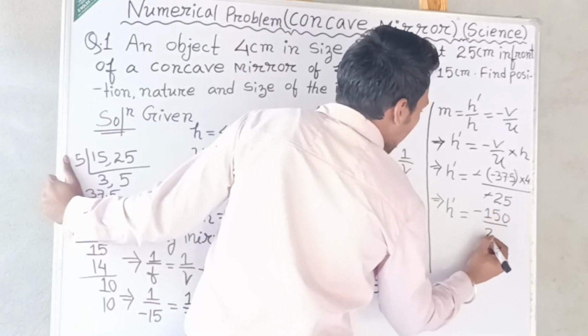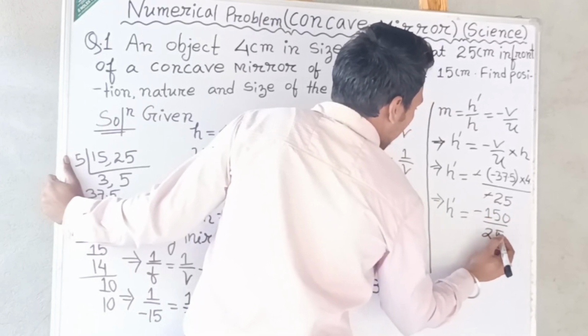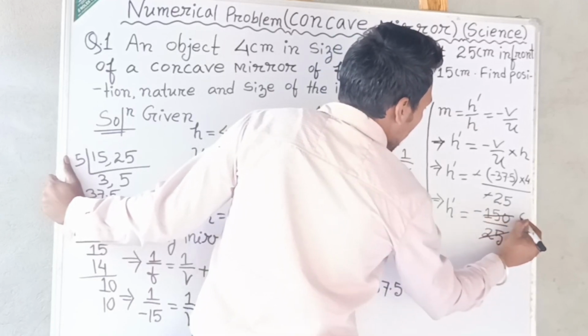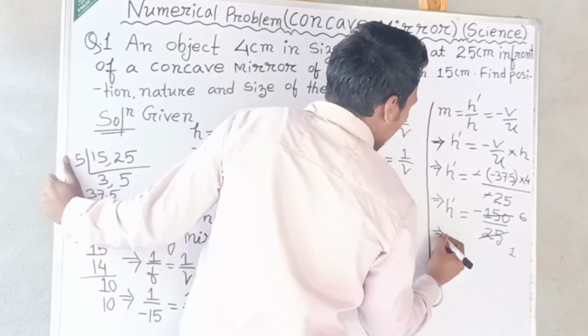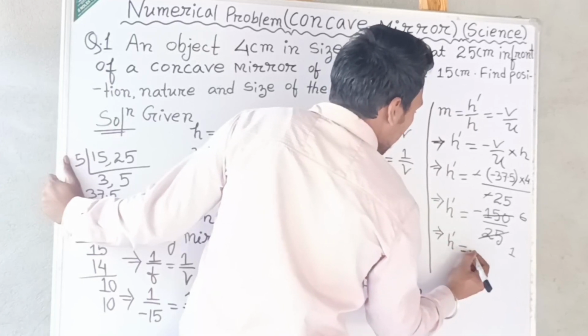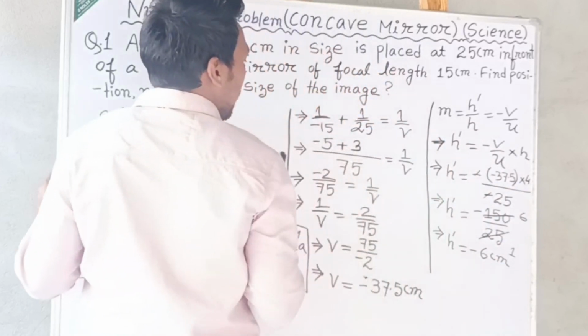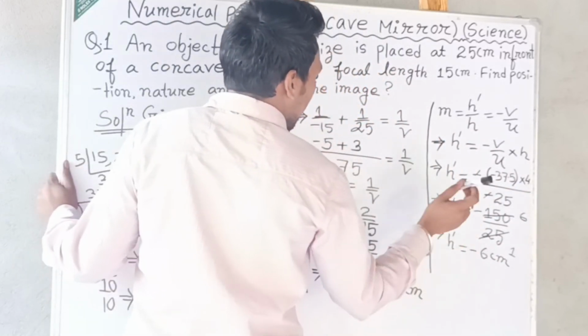150 by 25. Now divide this. 25 ones are 25 and 25 6s are 150. So the value of h dash equal to minus 6 centimeter. Means height of the image or size of the image is minus 6 centimeter.